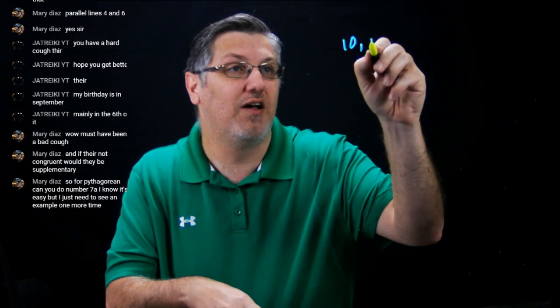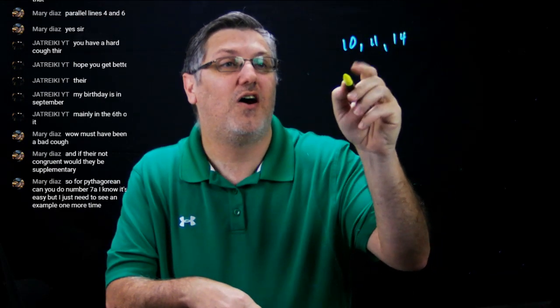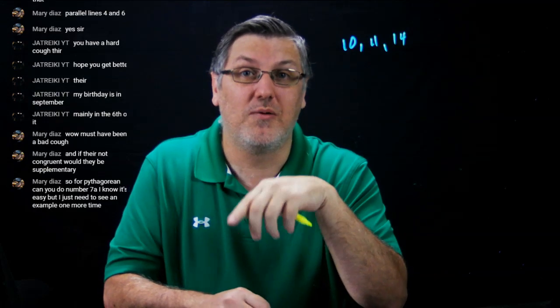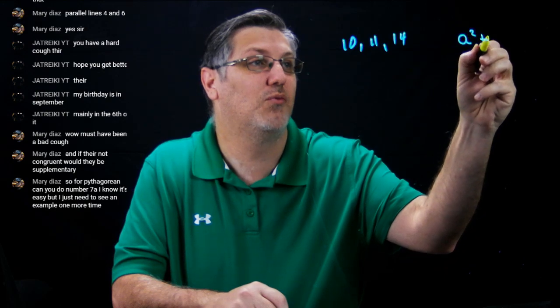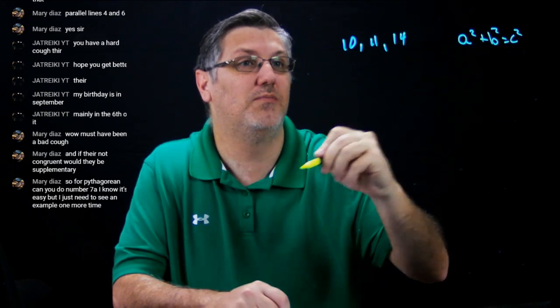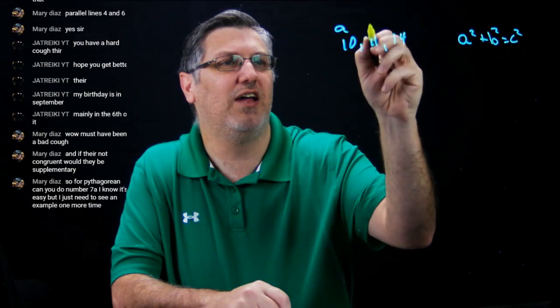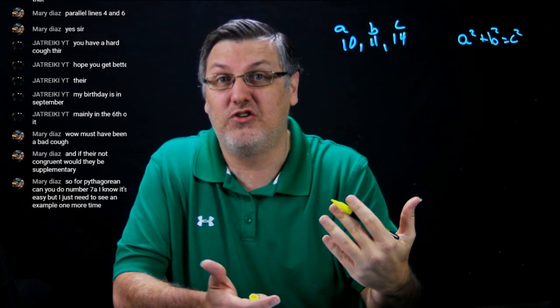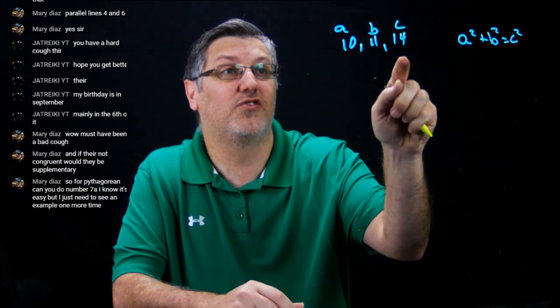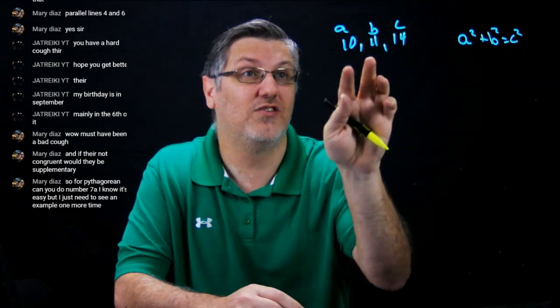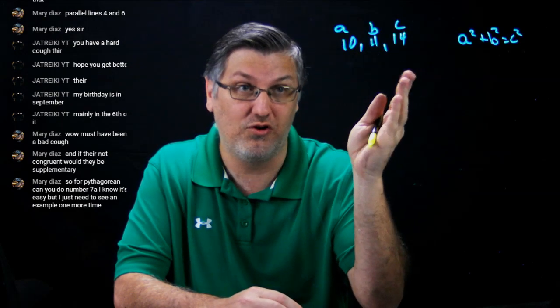Alright, so this is the converse of the Pythagorean Theorem. I give you 3 distances and I ask you, is it a right triangle? 10, 11, and 14. I always say make A your smallest number, B your middle number, and C your largest number, because we're going to use the Pythagorean Theorem, A squared plus B squared equals C squared. So that's A, that's B, that's C. If you always do it in that order, you'll never mess this up. C's always got to be the biggest. These two don't really matter, but if you do it in that order, you'll never mess it up.